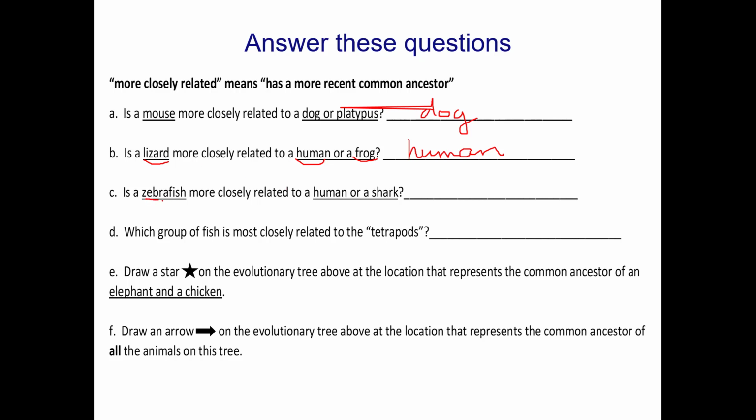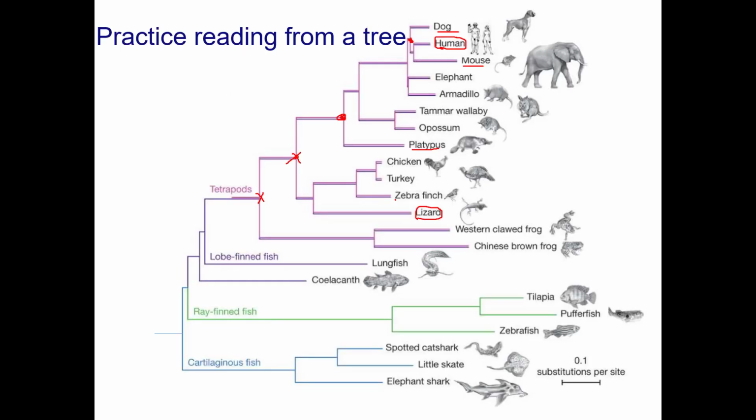Okay, is a zebrafish more closely related to a human or a shark? All right, zebrafish. Where's zebrafish? Here's zebrafish. Let me go around twice on this one so we see a difference. Zebrafish. And then here's all the sharks. It really doesn't matter which shark you pick. And human. Human we'll use again up here. Okay. So zebrafish to human, how far back do we have to go?